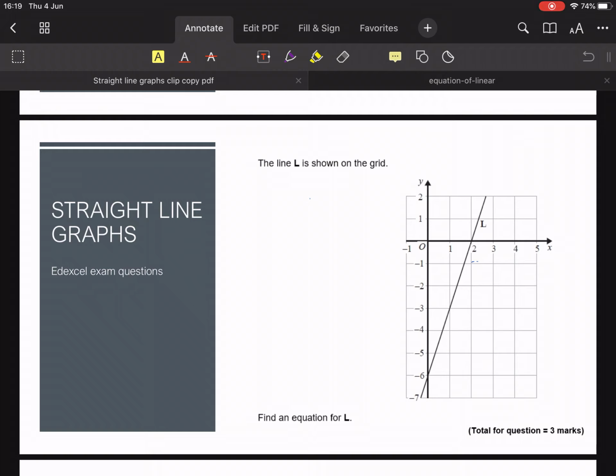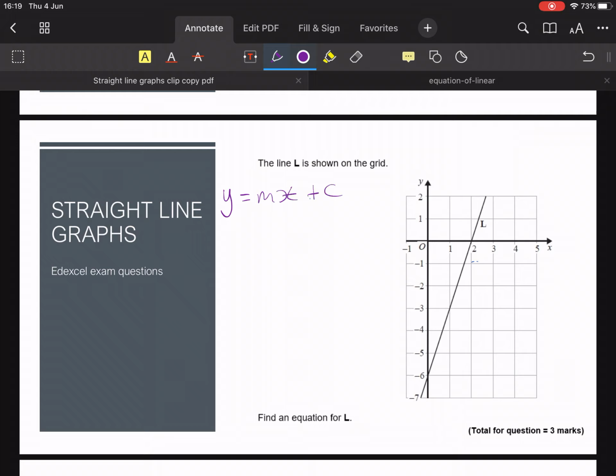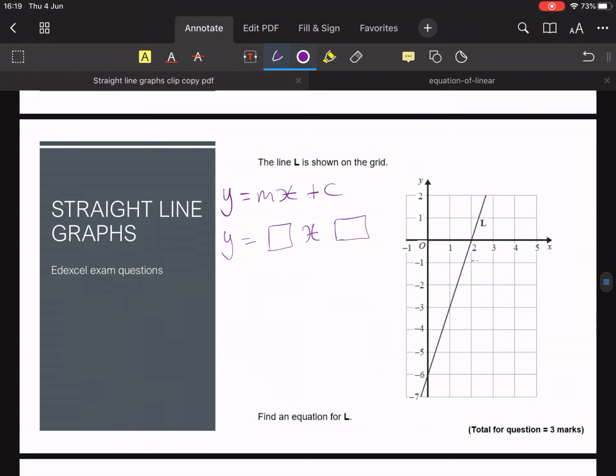So what I can do is remember the formula y equals mx plus c, and from this formula I need the m and I need the c. So that's what I'm looking for. The m is the gradient or the slope, and the c is the y-intercept.